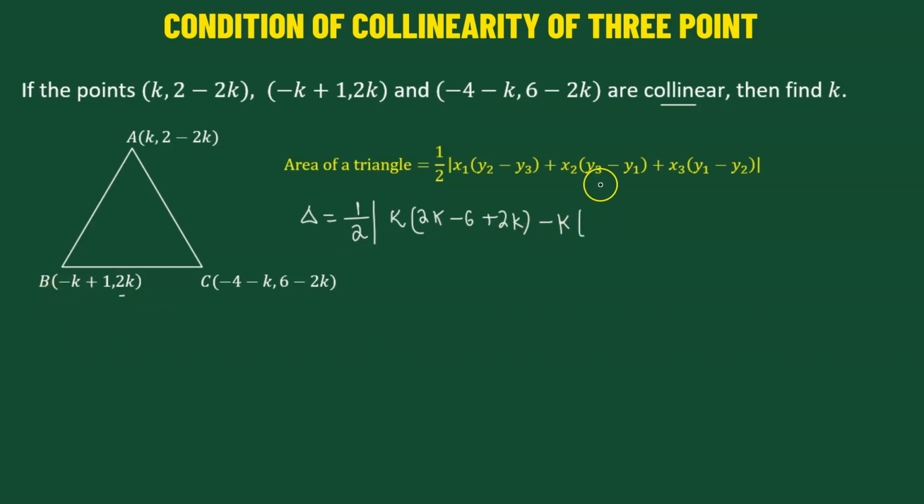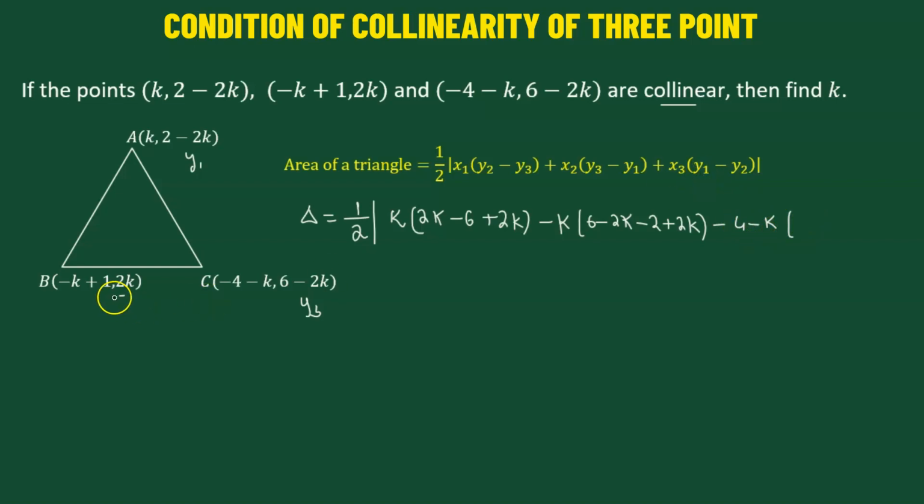This gets multiplied by y3 minus y1. y3 is the y coordinate of C, and y1 corresponds to the y coordinate of A. So we have 6 minus 2k, and from here we subtract 2 minus 2k. That means we get negative 2 plus 2k. Added to it will be x3, which corresponds to the x coordinate of C. So that's negative 4 minus k.